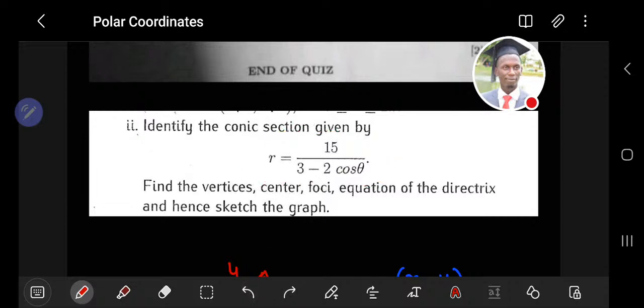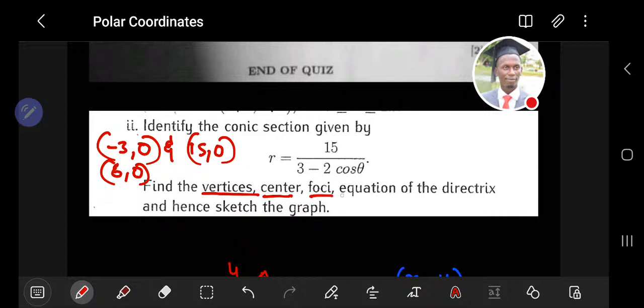In this case, they were saying identify the conic section, find the vertices. Well, we did find the vertices. Find the center. I hope you remember. One of the vertices was at -3,0. The center was at 6,0, and then the other vertex was at, was it 15? Yeah, it was 15,0. Then for the foci we had two of them. One was at 0,0, and the other one was at 12,0.